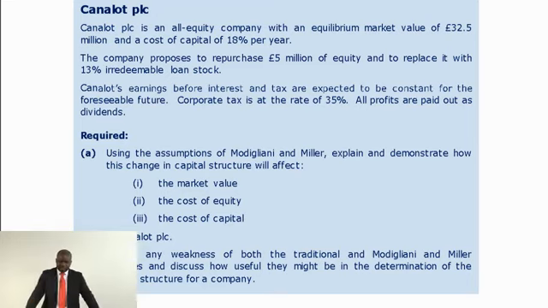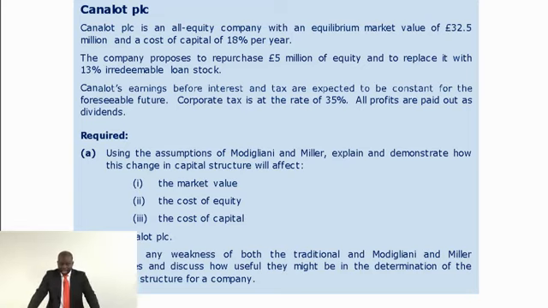So let's take this one as an example. Canalot PLC is an all equity company with equilibrium market value of 32.5 million and a cost of capital of 18% per year. The company proposes to repurchase 5 million of equity and to replace it with 13% irredeemable loan stock. Canalot earnings before interest and tax are expected to be constant for the foreseeable future. Corporate tax is at the rate of 35%. All profit are paid out as dividend.